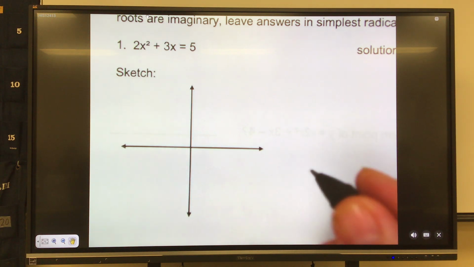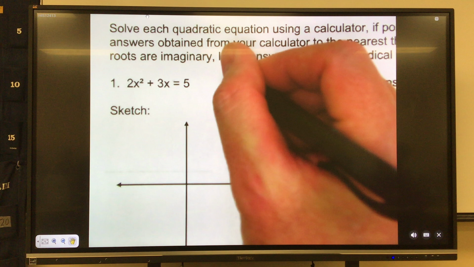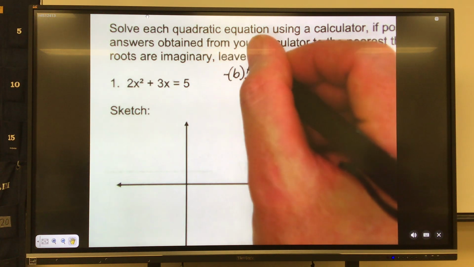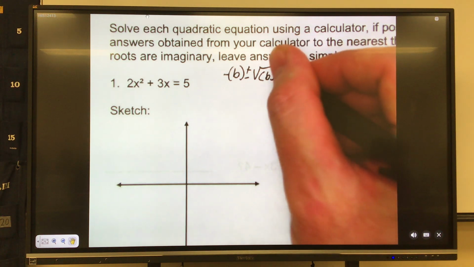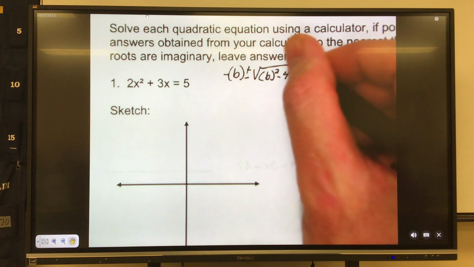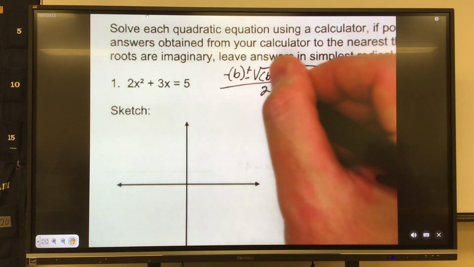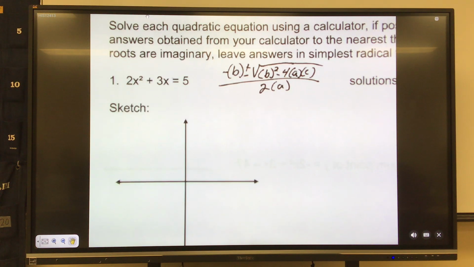The quadratic formula, right at the top of the page here, is negative b plus or minus the square root of b squared minus 4 times a times c, all over 2a. Go ahead and write that down so you have it at the top and readily available if you need it. If you don't need it, don't go through the steps. So we're going to check beforehand.